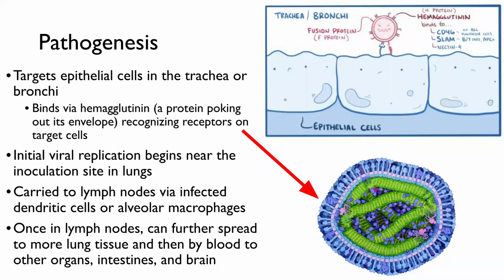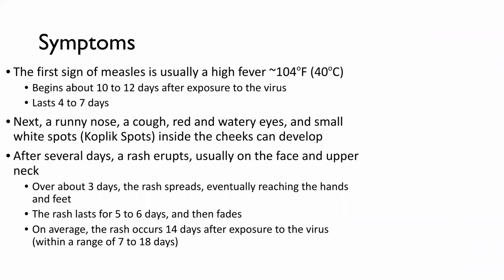Now, the symptoms of measles are not particularly crazy, but the first sign is typically a high fever. So you're pushing 104 degrees, or 40 degrees centigrade. This begins about 10 to 12 days after exposure, and it lasts between 4 to 7 days. Next up, you get some cold-like symptoms, a runny nose, a cough, red and watery eyes, and then you develop what are called Koplik spots, which are these white spots inside your cheeks.